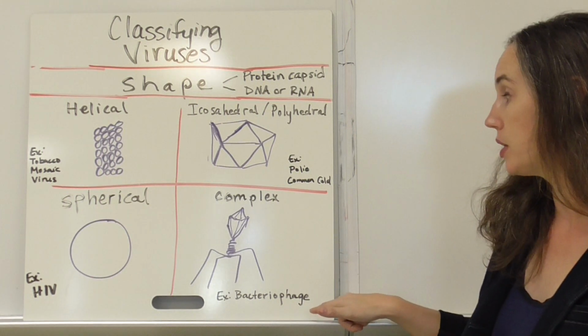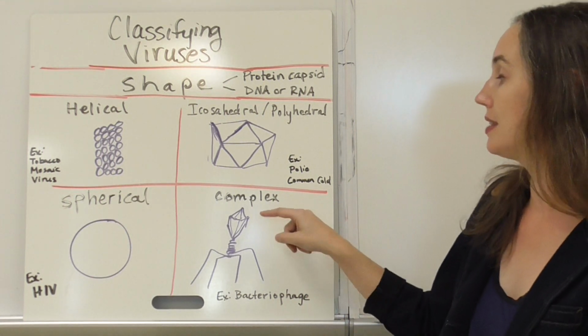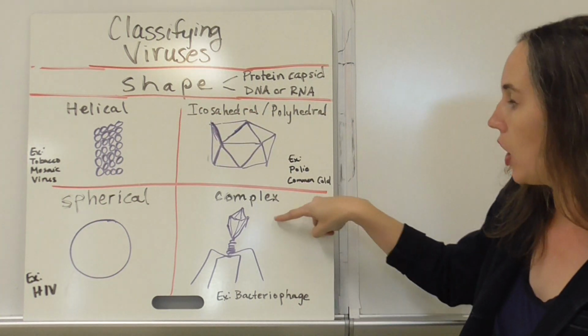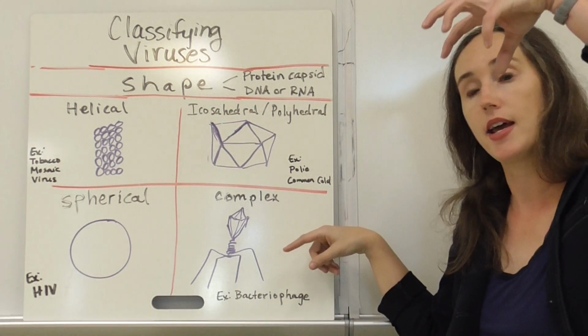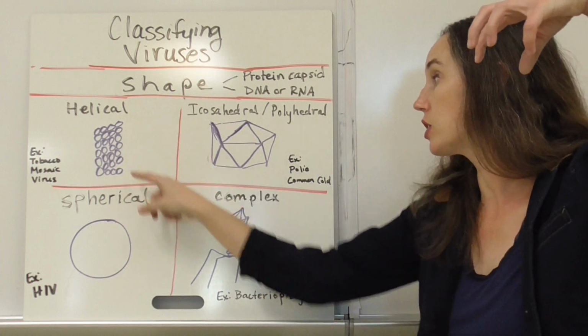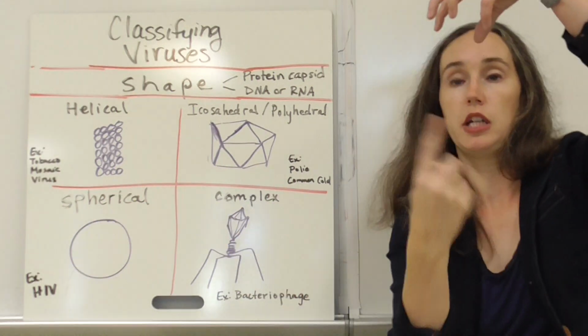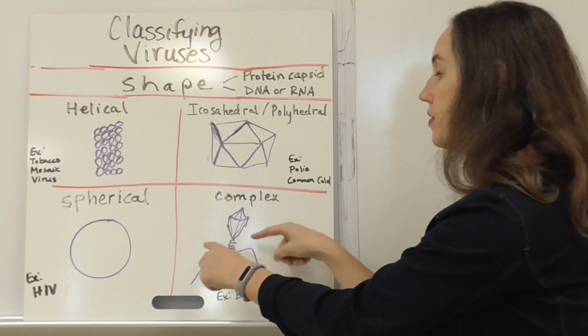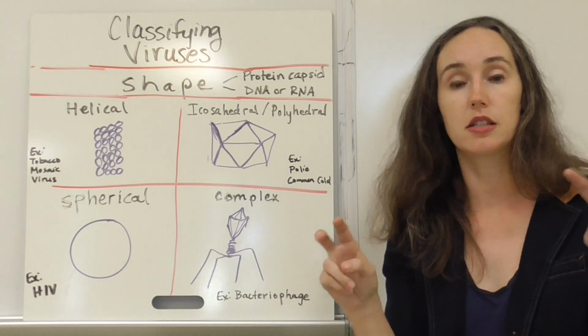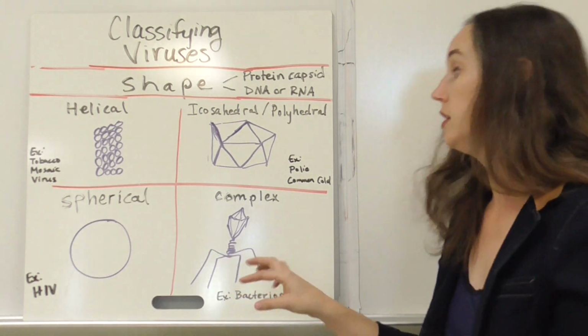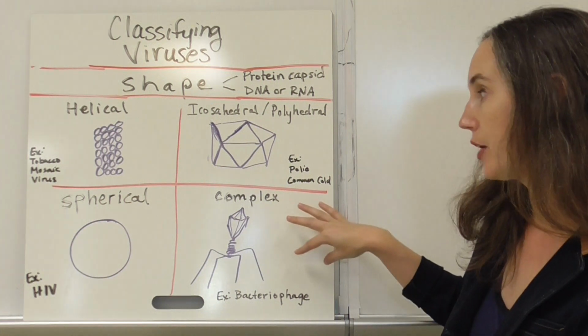This is a bacteriophage, which has multiple structures. In this one, you have an icosahedral head, then a helical structure, almost like a neck, and then you have these tails or legs that are made of protein as well. So this is like a little combo platter.